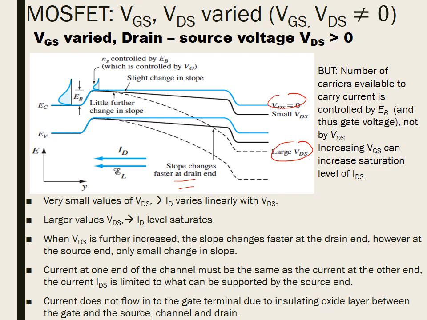Currents do not flow in the gate terminal due to the insulating outside layer between the gate and the source, channel, and drain.